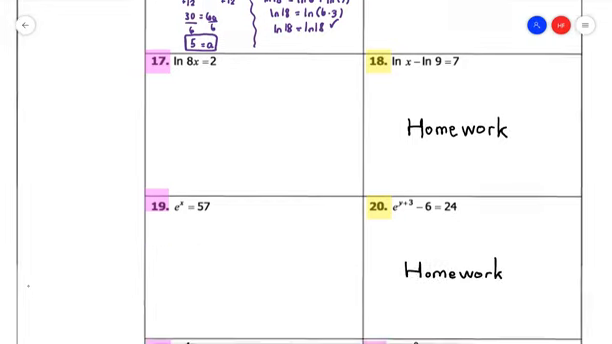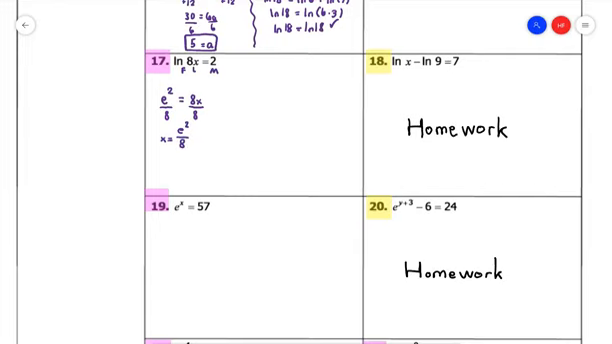Number 17, we've got the natural log of 8x equals 2. Now we don't have logs on both sides, so what we can do here is convert our first, our last, our middle. I know my base is e, that's the first. And so I have e squared equals 8x. Remember, e is a number. So I'm going to divide out by 8, so x equals e squared over 8.